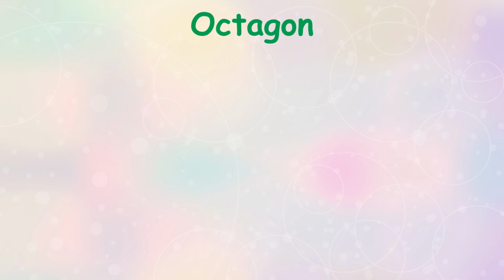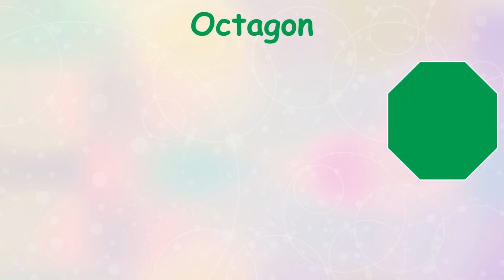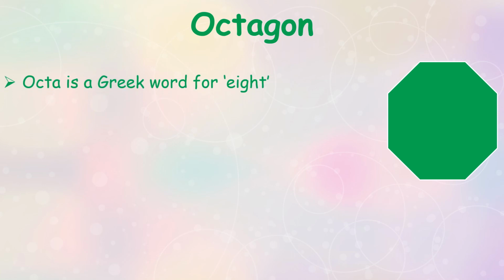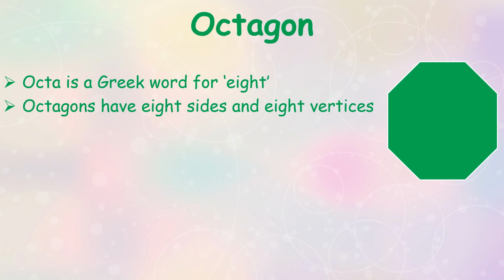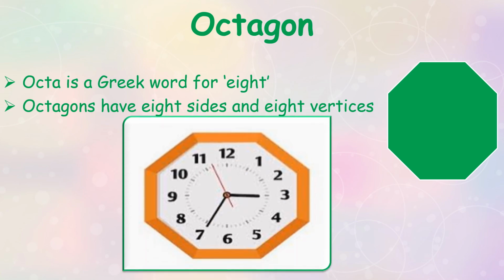And now we have the last polygon of today's lecture, which is an octagon. Count the sides of this shape. Yes, it has 8 sides. Octa is a Greek word for 8. This polygon has 8 sides and 8 vertices. As an example, you can see this clock. This clock is octagonal in shape.